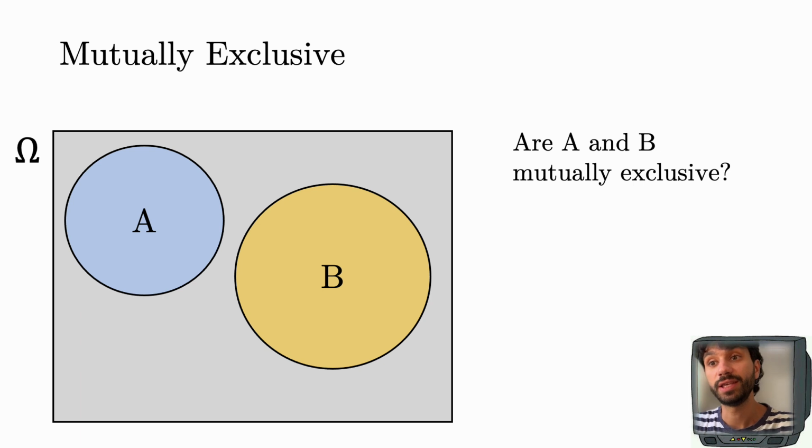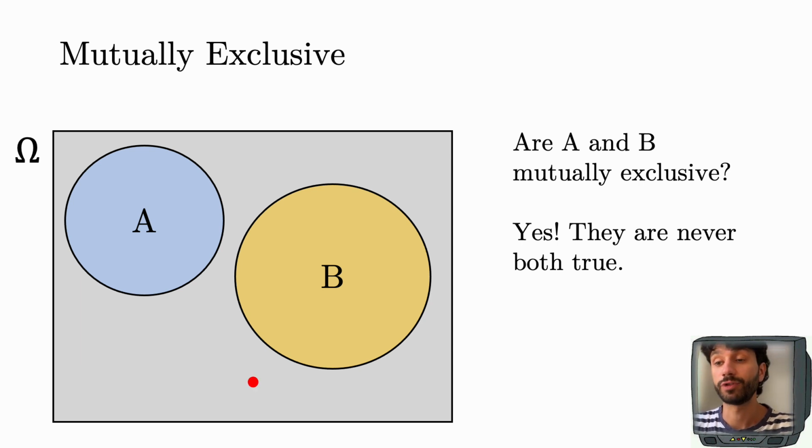Now, are A and B here mutually exclusive? Yes, they're never both true at the same time. But note that over here, where the red dot is, here is a case where they're both false at the same time. So it's not that they have opposite truth values, it's that they're just not both true at the same time.